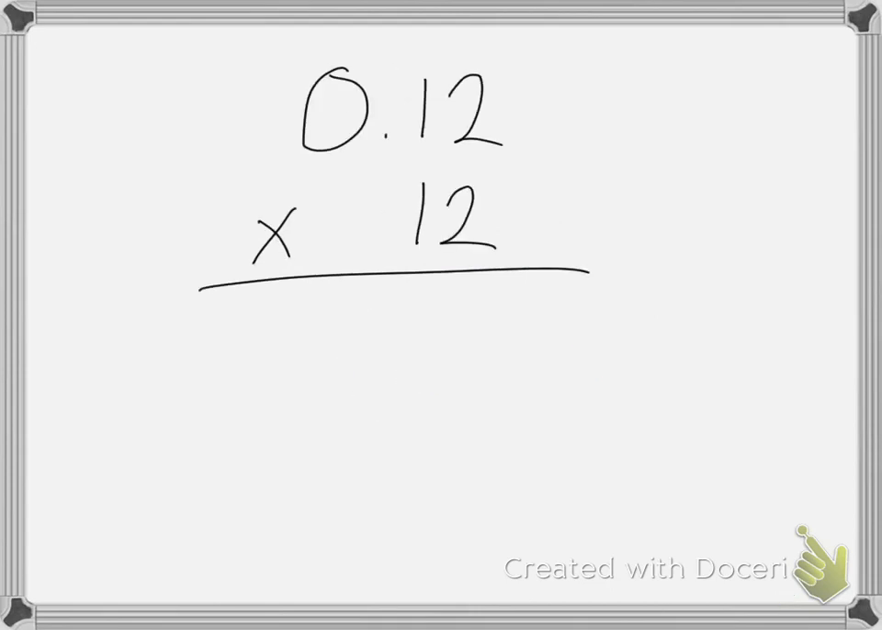Okay, this next one, first ignore the decimal. So I end up with 12 times 12, which is 144. Then I'm going to count how many decimal places there are. So the decimal place here is 2 digits. Okay, there are 2 digits to the right of the decimal place. So in my answer, I need to have 2 digits to the right of my decimal place. So that's 1, 2.